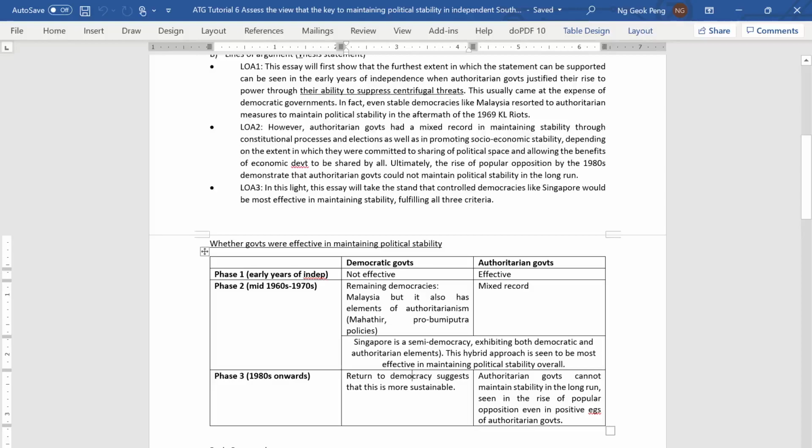So there is this trend of a return to democracy. This suggests that this return to democracy is more sustainable. At the same time, authoritarian governments cannot maintain stability in the long run because of popular opposition. But as I mentioned just now, it doesn't mean that when they return to democracy, they live happily ever after. They still have many challenges to manage, and there is still a varying extent of effectiveness in them being able to manage these challenges. So hopefully this will make things slightly clearer in case you're still confused.